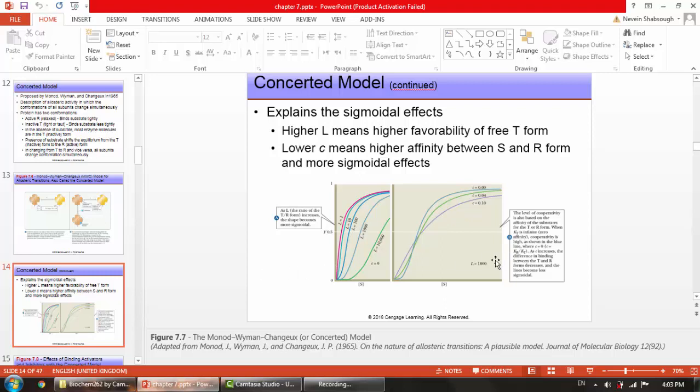Okay, so these are the 2 points you should know about this plot. The first one: as L increases, the curve becomes more sigmoidal at constant C. And at constant L, as the value of C decreases, the curve also becomes more sigmoidal.